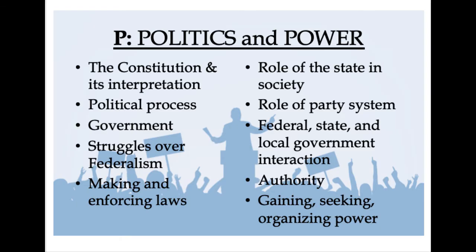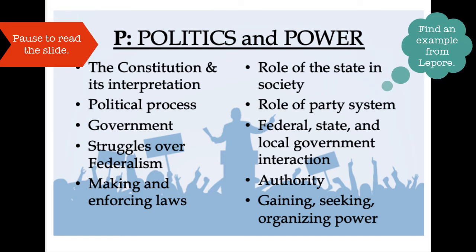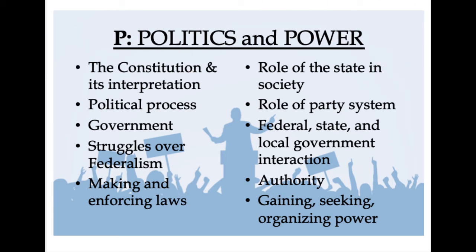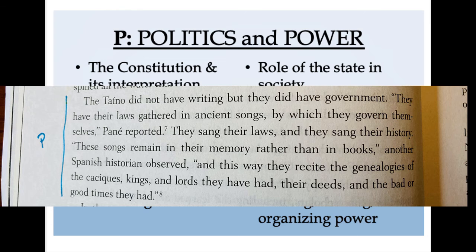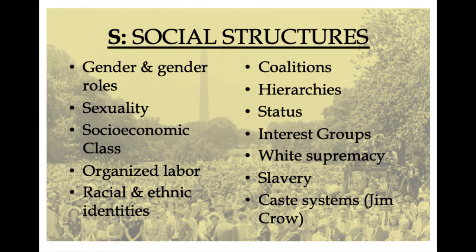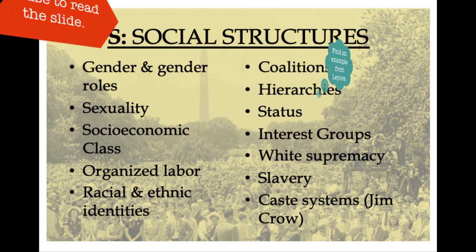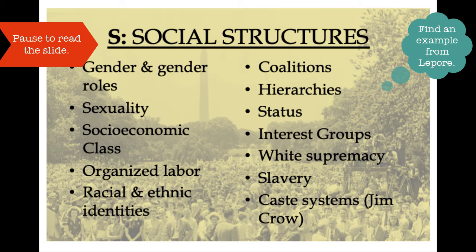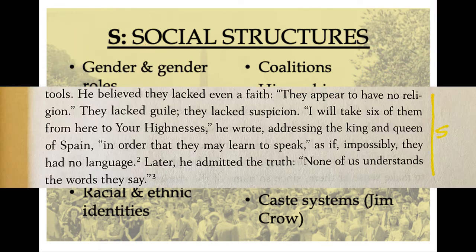P is for politics and power. And really, some historians would tell you that those two words kind of mean the same thing. Here's the section of Lepore's text that I flagged. S is for social structures. Social history or society are kind of your roots for understanding this theme. Here's where I flagged Lepore's text.